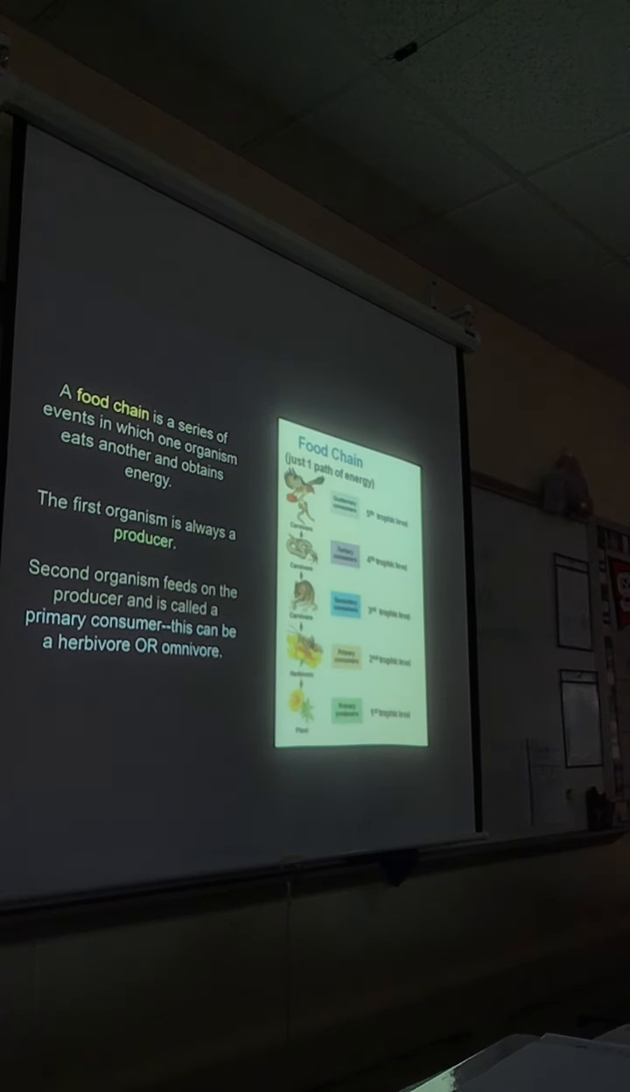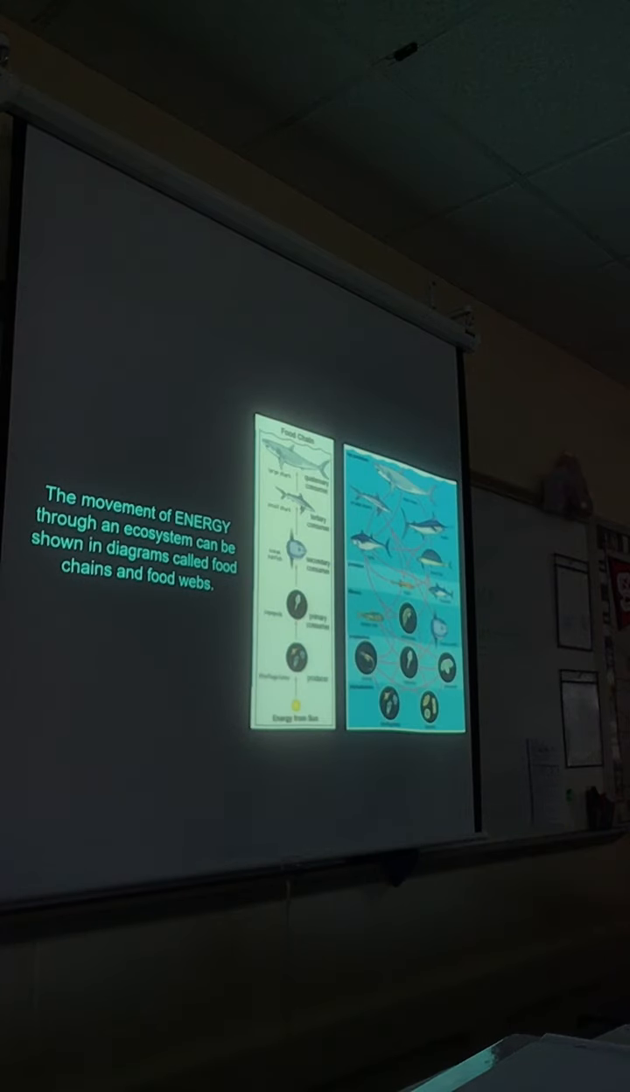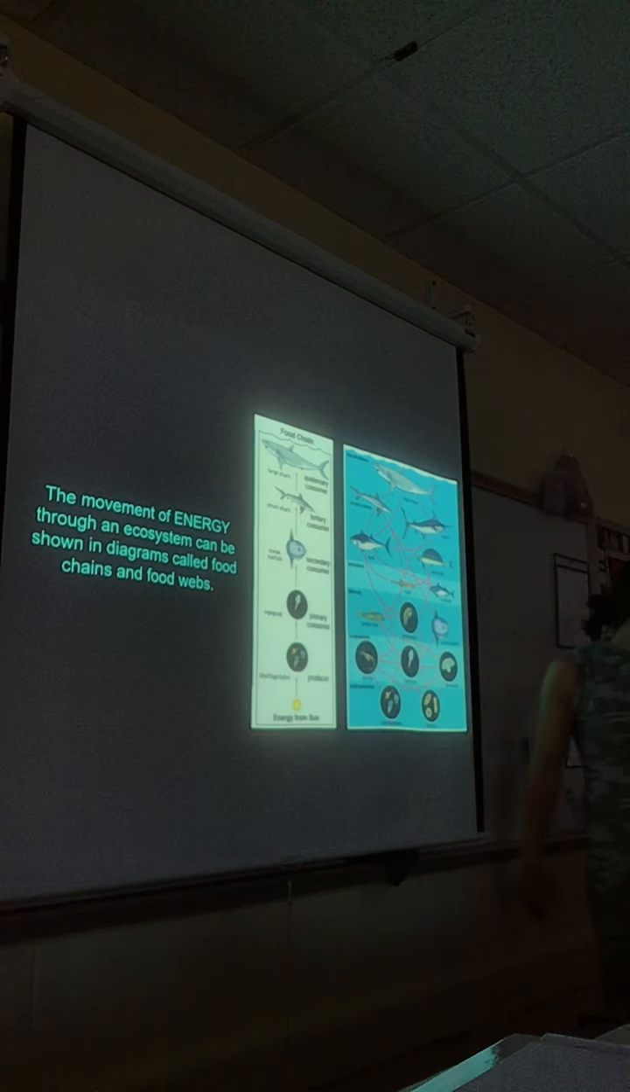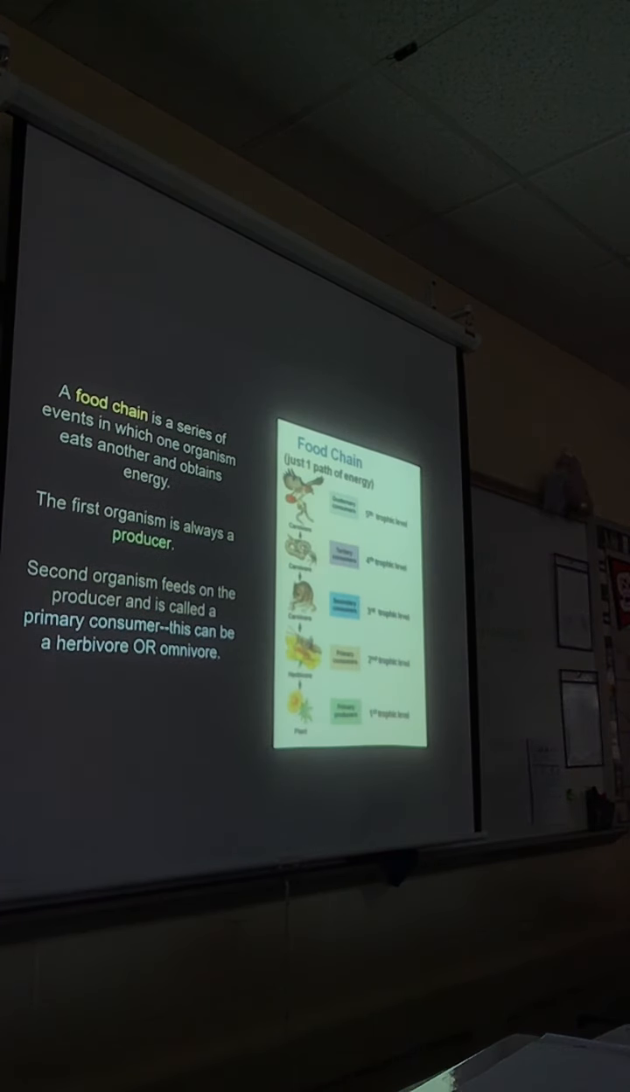It's 9:12, so let me explain it, and then we'll start back on this slide tomorrow. I want your attention, though, please. Don't start packing up just yet. With a food chain, it's showing just one path of energy, right? It's much easier to see a food chain than a food web. A food web is kind of going all over the place. A food chain is just showing a singular pathway.